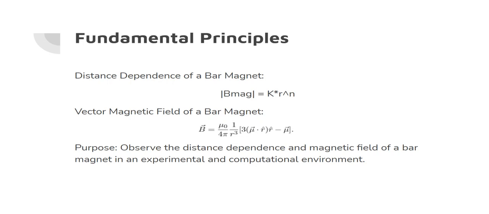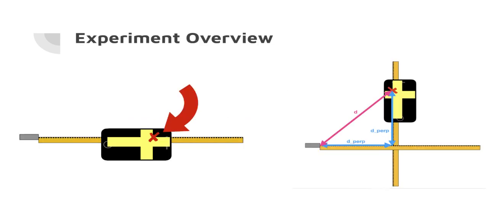And so this equation, just Bmag is equal to the constant k times the distance to the power of n, which is the distance dependence constant. And we also have an equation for the vector magnetic field of a bar magnet, which will be used later in our computational model. The purpose of this lab is to observe the distance dependence and magnetic field of a bar magnet in an experimental and computational setup.